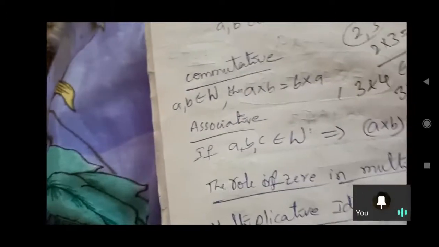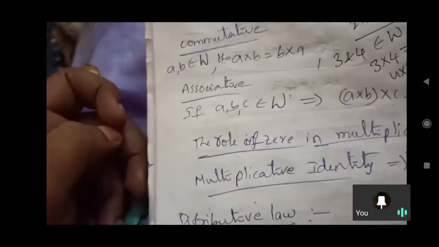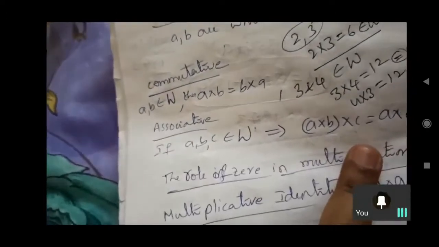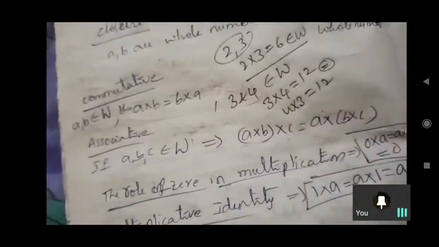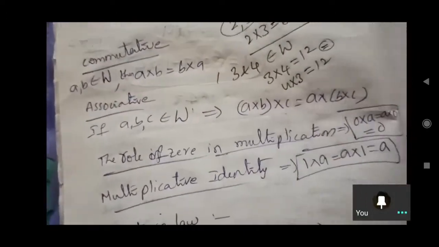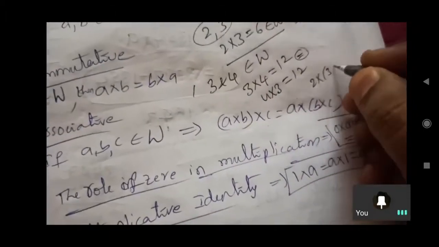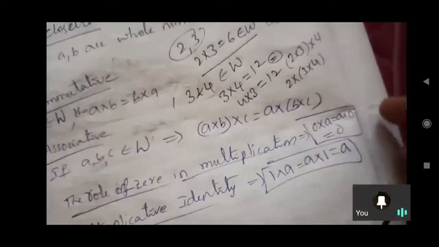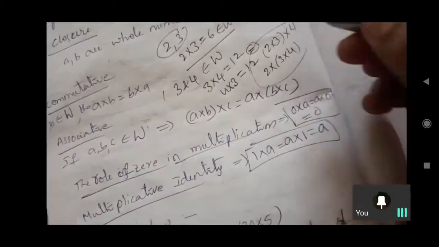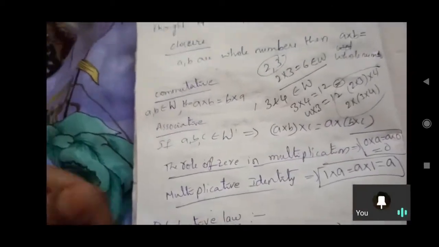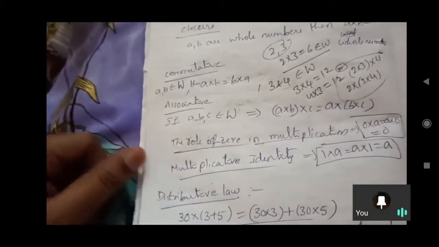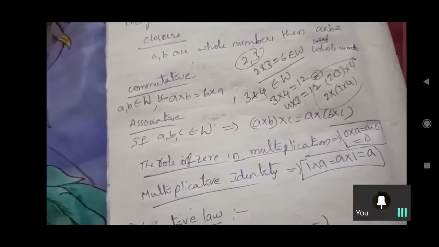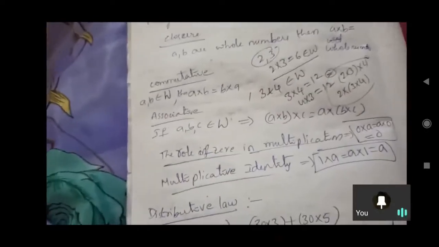The next one is associative property. If we consider 3 numbers, a into b into c or a into b into c, it is the same. Yes, here 2 into 3 into 4. Anyway, we have to multiply only. So it is also satisfied. Associative property is held by whole numbers on multiplication operation. Okay na? Multiplication lo kuda associative property satisfy avutadi by whole numbers.